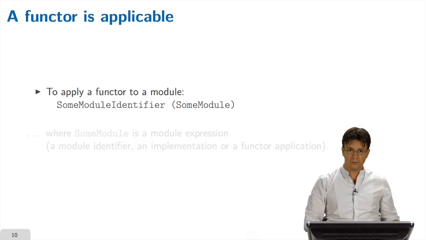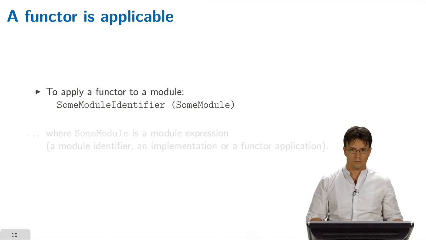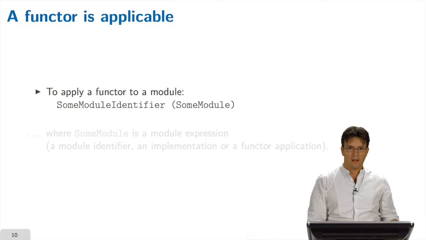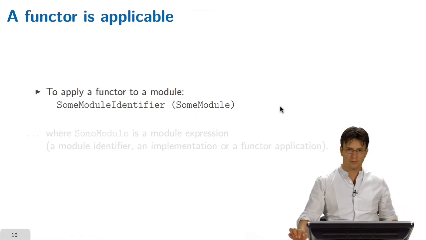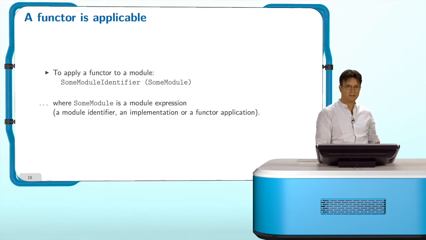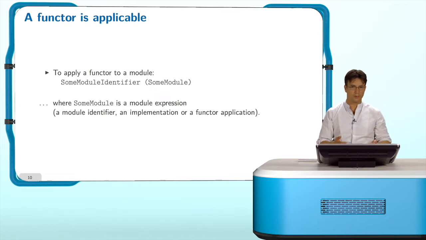As any function, a functor can be applied. So to apply a functor to a module, you just use the name of your functor, and between parentheses, the modules that you want to provide to the functor. In fact, this module can be a module identifier, but also directly an implementation using struct and end, or even another functor application, so that you can chain the application of functors if you want.